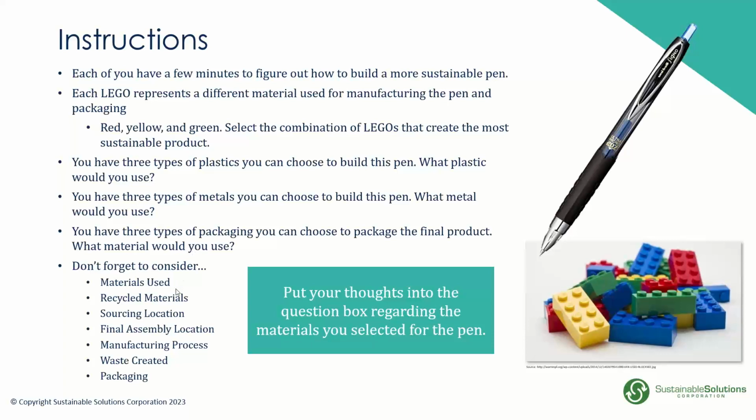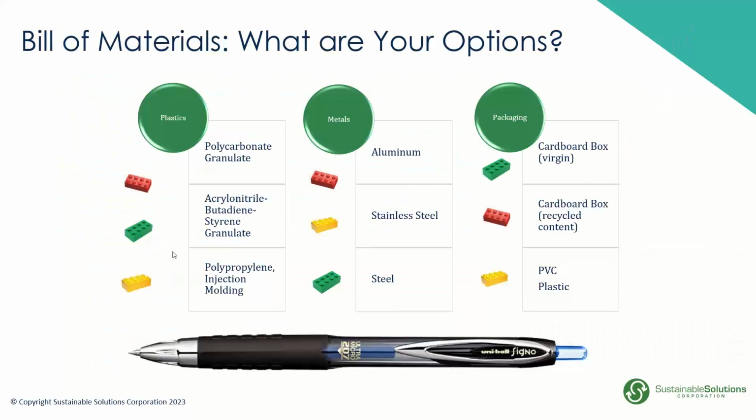And I want you to be considering the materials used, sourcing location, waste created, packaging, all that kind of thing. So I'm going to give you a minute or two on each of these polls to make your answer. So the first thing we're going to start out with is, this is your bill of materials. I've got a pen. We're all used to using these. You can see the different materials here, the plastics, the metals. And then this came in a package.